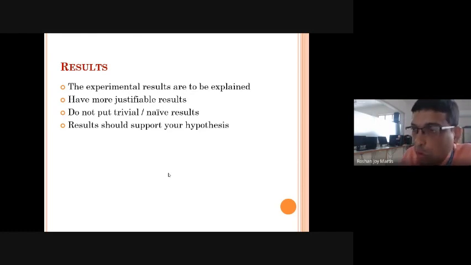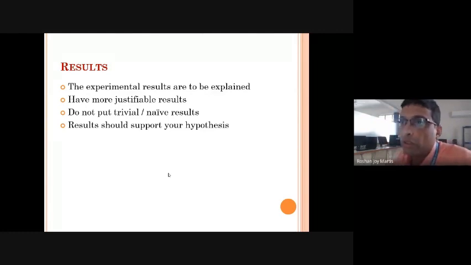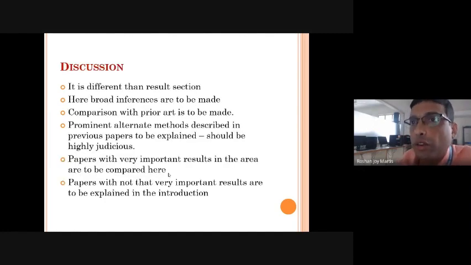Results should support your hypothesis. You provide such results with which you will be able to prove your hypothesis, or whatever you have done. Your results should be in such a way that you are able to prove what you have proposed in your research article. Okay, now discussion.